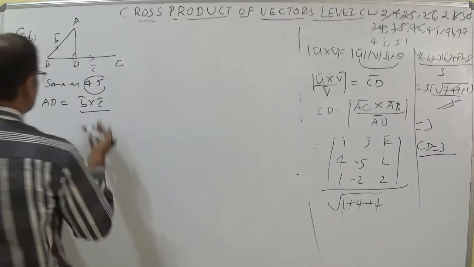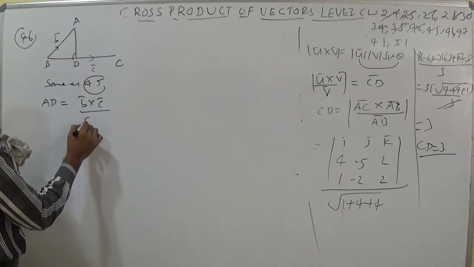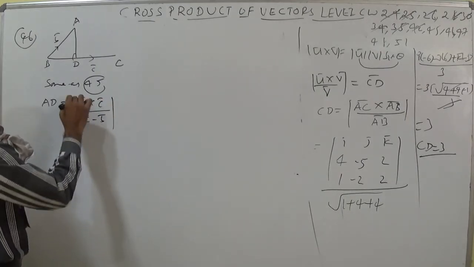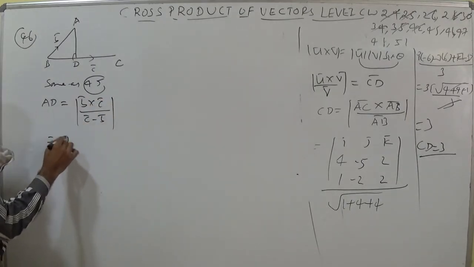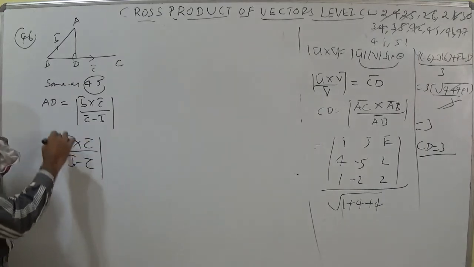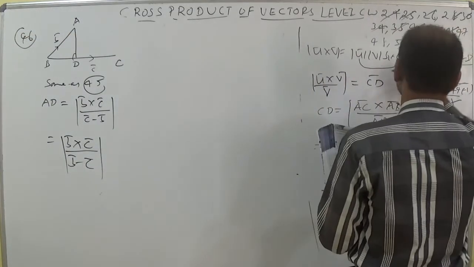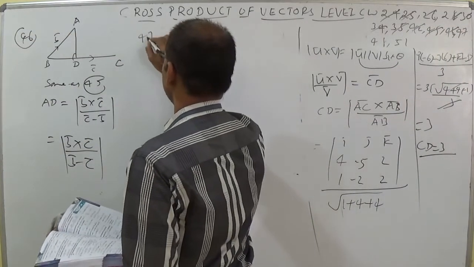We know that easily OC minus OB, concept, C bar minus B bar. So he has given the magnitude: B cross C by modulus of B minus C. That's all. The 46th question is just a theory.